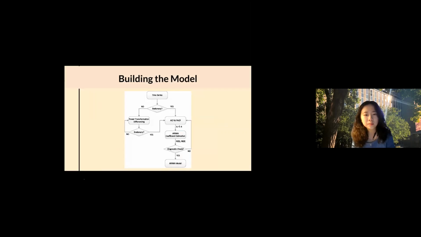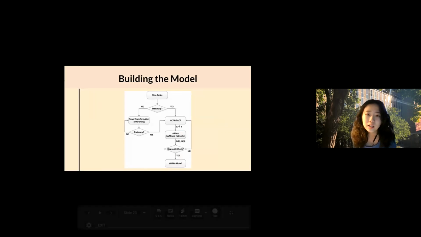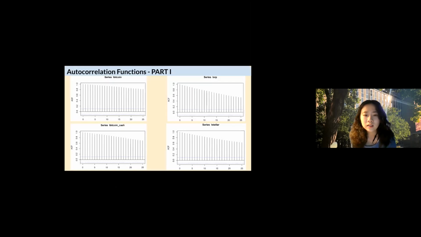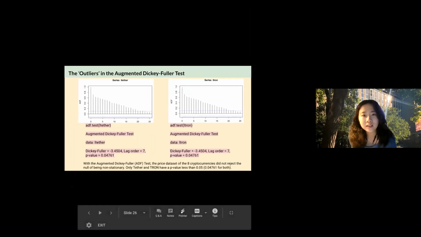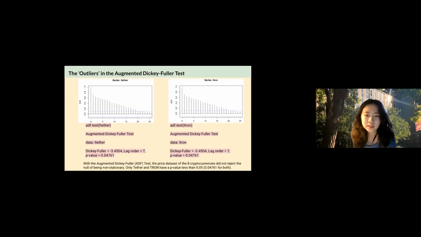So for one to decide on the appropriate functional form and determine the stationarity of the time series, the key is to examine the autocorrelation functions, called ACF. As you can see, Tether and Tron are the 2 cryptocurrencies that reject the null hypothesis of being non-stationary time series. Therefore, 80% of them are non-stationary.